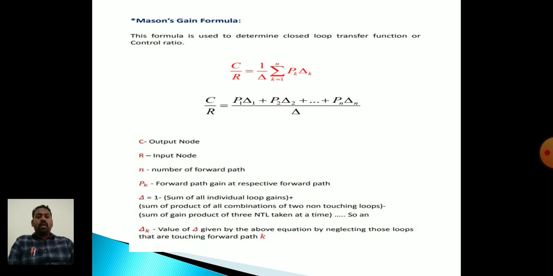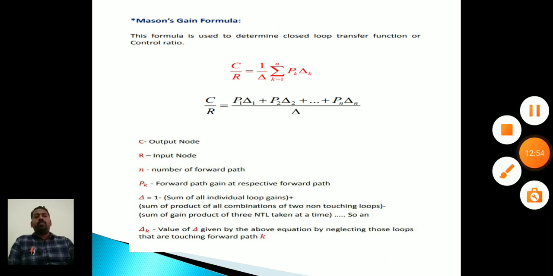What is delta k? It is the value of delta given by the equation here, neglecting those loops that are touching the forward path. So any loop should not touch the particular forward path k. Maybe if it is only one forward path, it should not touch anything. Those loops you have to take here, that is 1 minus that value. That is called the delta k.